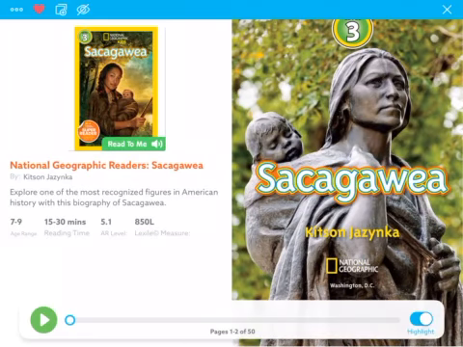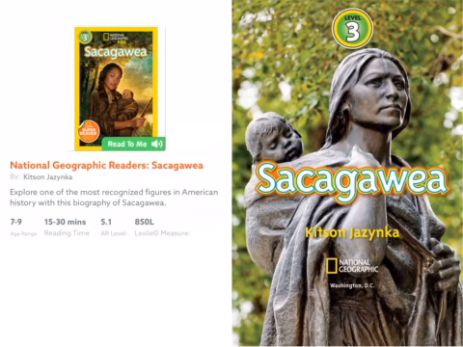National Geographic. Now you're going to notice this is one of the read-to-me's, so this is one you can go back and read yourself. But this also is a really long book, so I'm not going to be reading the whole thing today. I'm more so going to be using this to get you interested in Sakakawea. Hopefully you will want to read it yourself.